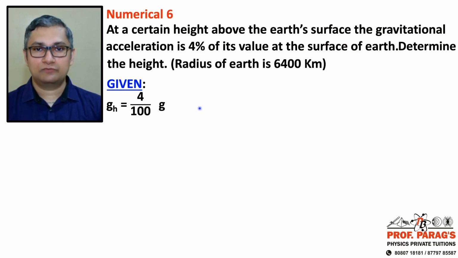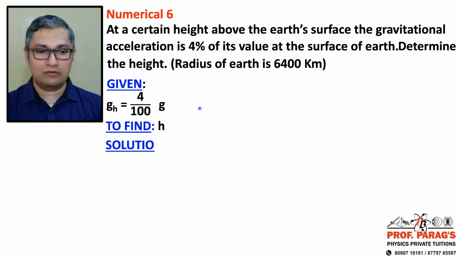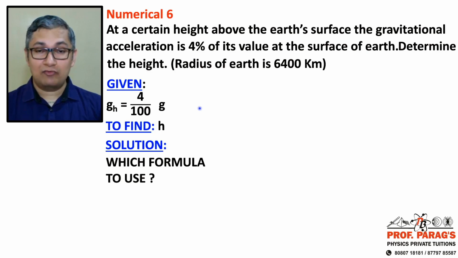Determine the height. So we need to find out small h, and the radius of Earth is a constant given to us this time, 6,400. Again, which formula to use? You can understand it's only 4% of g. If I take g as 9.8, or let's round it off to 10, then 10 upon 100 is going to be 1 by 10. So 4 by 10 is 0.4.